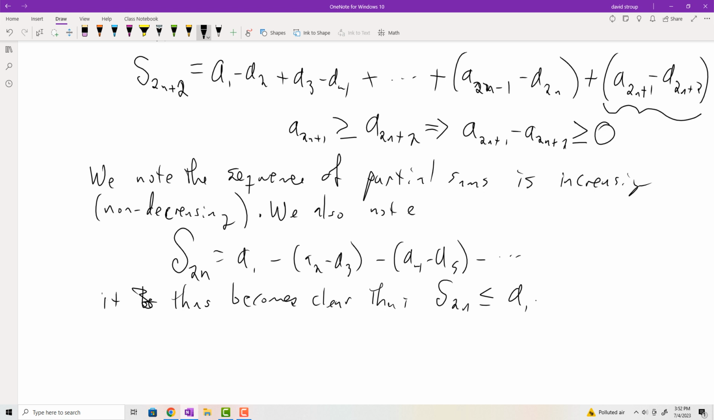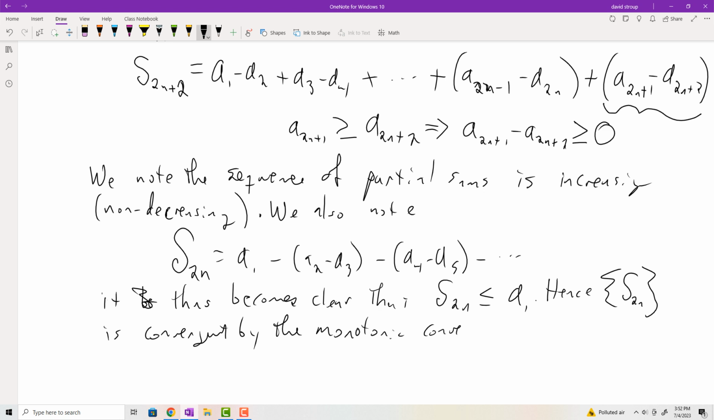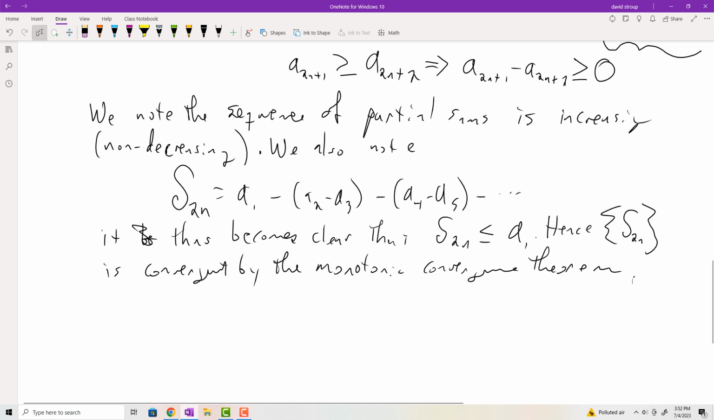So what? Well, that tells us that we have s sub 2n decreasing and bounded above, and then that's the monotonic convergence theorem again. And so this sequence of partial sums, the even partial sums, is convergent. Hence the even sequence of partial sums is convergent by the monotonic convergence theorem from section 9.1, right?